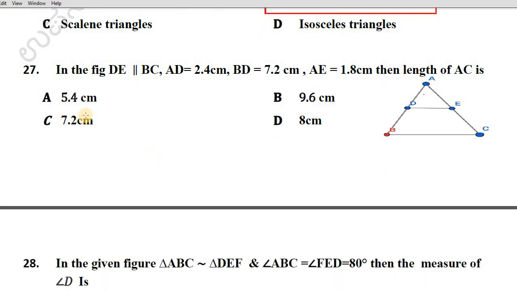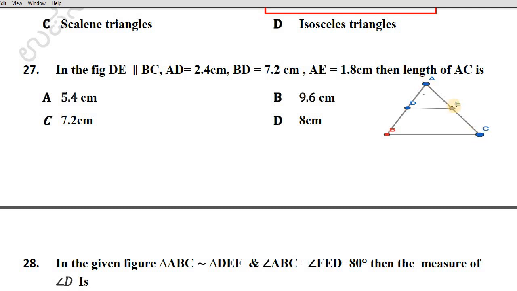Question number 27. In the figure, DE is parallel to BC. So these two sides are parallel. AD is given: AD means this left side upper part, 2.4 centimeter, BD left side bottom part 7.2 centimeter, and right side upper part AE is 1.8. We need to find AC. AC means the full right side length we wanted to find. That you cannot find directly.